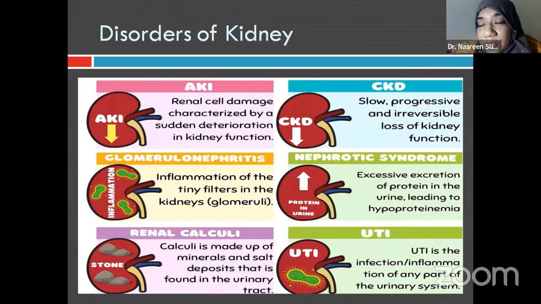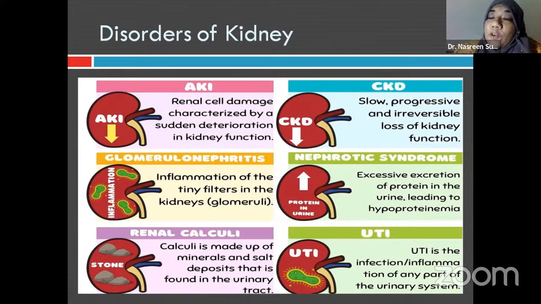Lithiasis means formation of stone. What happens is when there is an excess of minerals in your blood, those minerals are going to get deposited in the kidneys, and there will be formation of stone. The mineral will deposit, from a small particle, and when there is more deposition it will become a stone, and that will hinder the movement of urine.